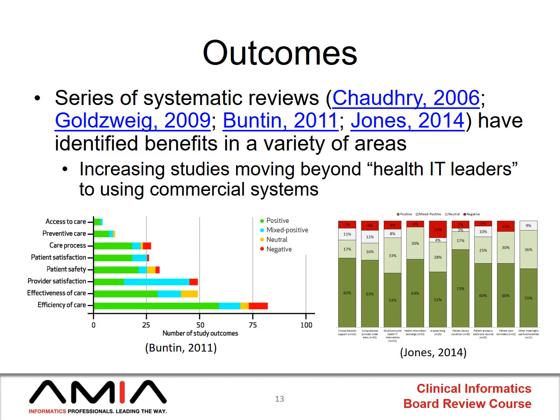The figure on the left is from the Buntin systematic review, and this review looked at the outcomes of studies in various categories such as access to care, preventive care, down through things like satisfaction, effectiveness of care, and efficiency. And as is seen, a majority of the studies had positive outcomes. The more recent study by Jones and colleagues grouped the outcomes of studies by categories of meaningful use, and likewise found that there were mostly positive studies for most categories of meaningful use, with some results better than others.